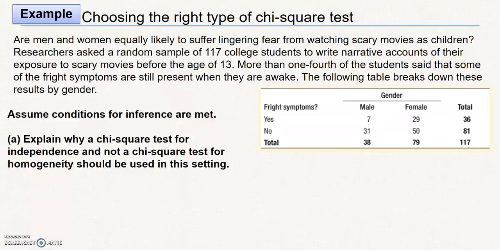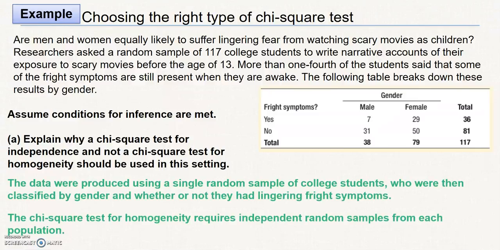So pause for a second and think about the difference between those two tests and why we should be testing for independence here. So, the data were produced using a single random sample of college students who were then classified by gender and whether or not they had lingering fright symptoms. So, it is one random sample, and they're looking at two different variables. Because it's from one population, that's why you're looking at the test for independence. The chi-square test for homogeneity requires independent random samples from each population.